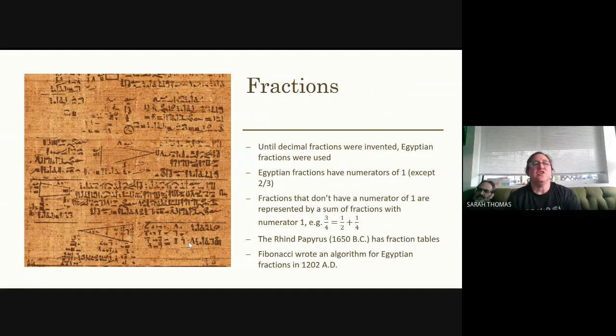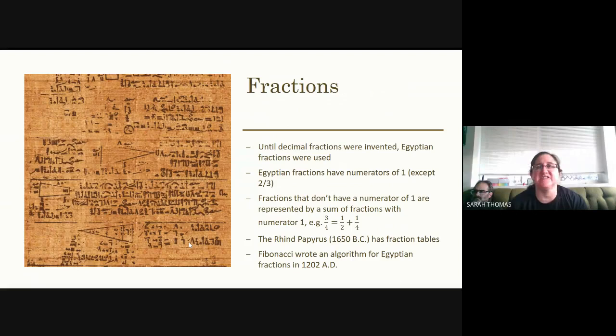You could have sums of up to four Egyptian fractions. It's actually been proven in more recent times that it takes no more than four Egyptian fractions to represent any rational number. So if you wanted to add a half and a fourth and another fraction, like a half and a third and a sixth and a twelfth, you would have to look that up on a table. And the Rhind papyrus, which you can see here in the illustration, dates back to 1650 BC. It has fraction tables for Egyptian fractions.